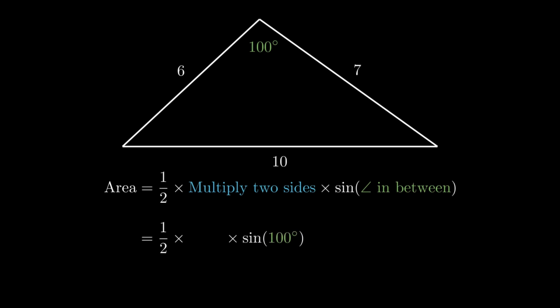And that now tells us which 2 sides we must use. We can't choose any 2 sides. See, the 100-degree angle up there is sandwiched between the 6 and the 7. So the 2 sides we need to multiply are the 6 and the 7 there. And so we put that into our equation. Okay, we punch all that into our calculator and we get 20.68. Okay, so that's how we can find the area of a triangle if we know 2 side lengths and the angle in between. Just make sure that it is the angle in between that you're using.